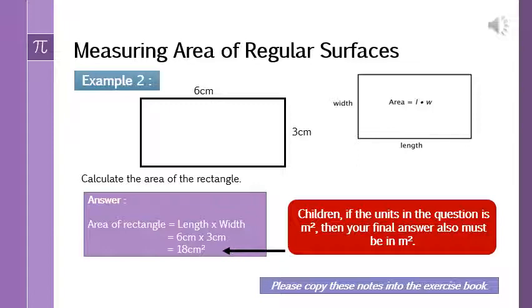Look at the answer box. Write your formula first, and then the numbers with units. 6 centimeter times 3 centimeter. What is the answer? The answer is 18 square centimeter.